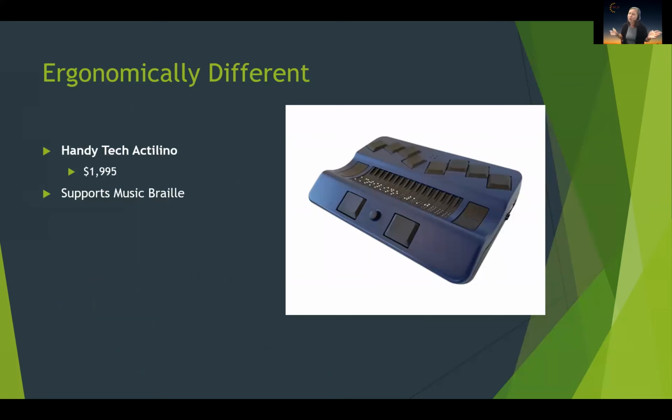And this one's cool. I learned about this one through Dave Wilkinson at a presentation he did at ATIA. This is a handy tech device that is sold through HIMS, and it's the Actilino. It has such a cool name. You can see it's very ergonomically different, where the Braille cells are actually in a curve in the Braille display. So when you're reading and using the thumb keys and you have your fingers on a curve, they fall directly on the finger pad.